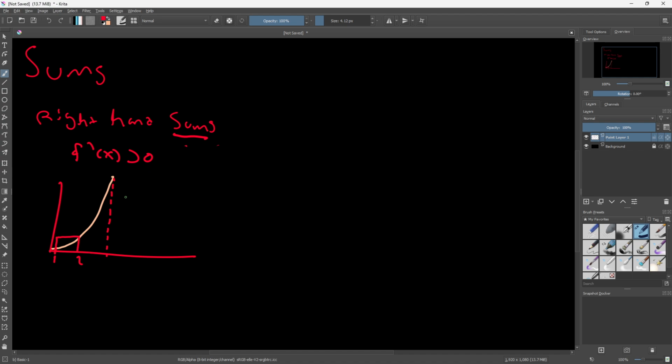Now the opposite is also true, right? If we have a function that's decreasing, so like this, then a right-hand sum, let's say we go from here to here, a right-hand sum would be an underestimate because you're not getting this triangle in there, right? And so you say f prime of x is less than 0. Okay, so that's that. Now we can move on to left-hand sums.